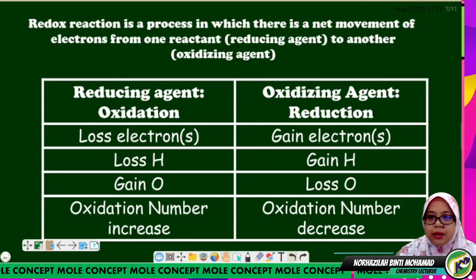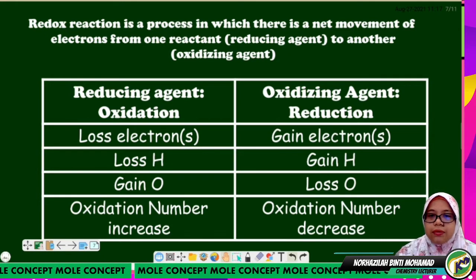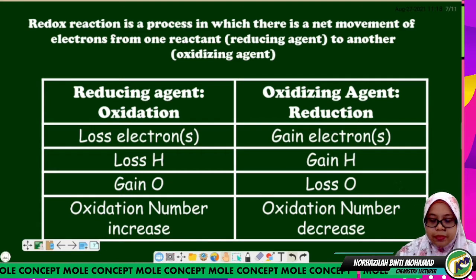First, we look at the electron, whether the reactant loses or gains electrons. Then we look at the hydrogen in the formula, whether the reactant has lost or gained hydrogen. Third, we look at the number of oxygen in the formula, whether the reactant has gained or lost oxygen. Then, if possible, we will calculate the oxidation number.